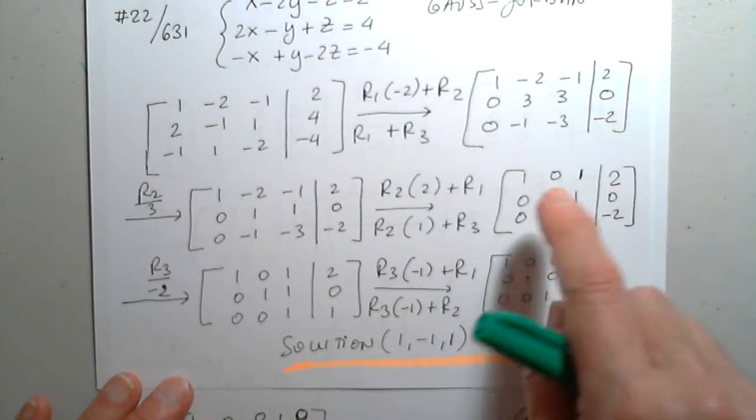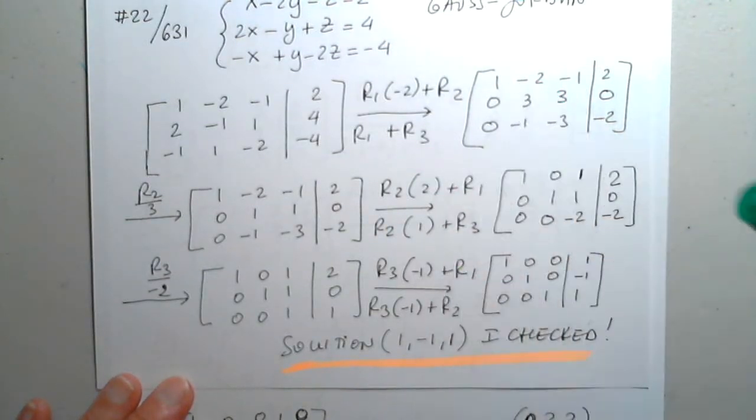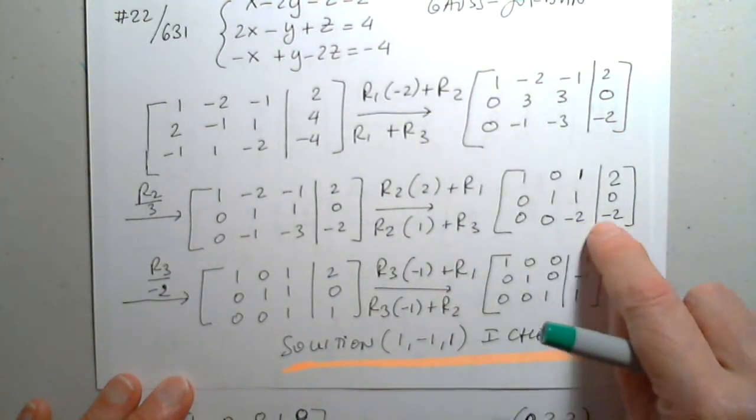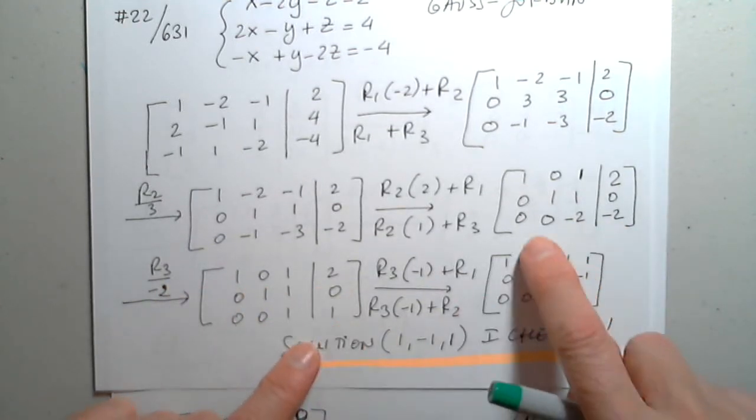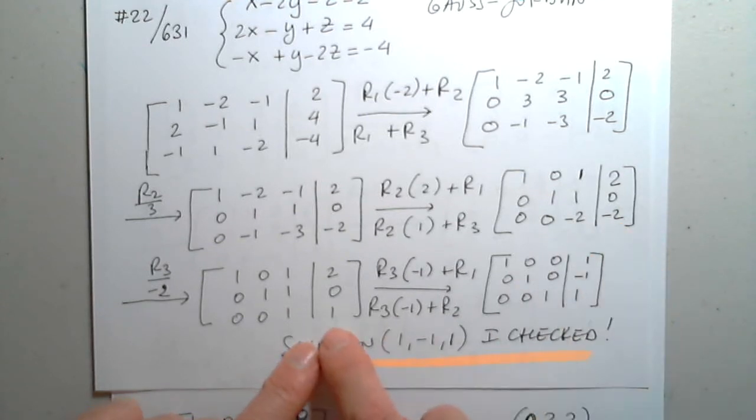At this point, the first two columns are done. I need to obtain a 1 here, so I will divide row 3 by negative 2. Copy the first row, copy the second row, and divide just the last row by negative 2, and I get this.